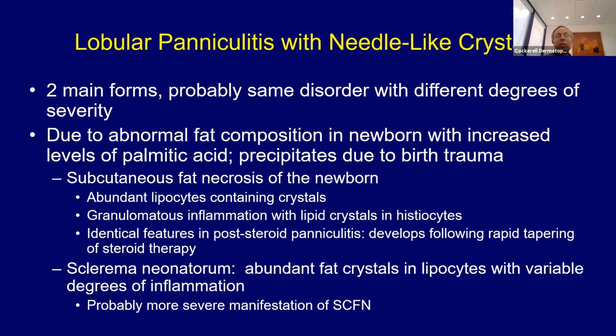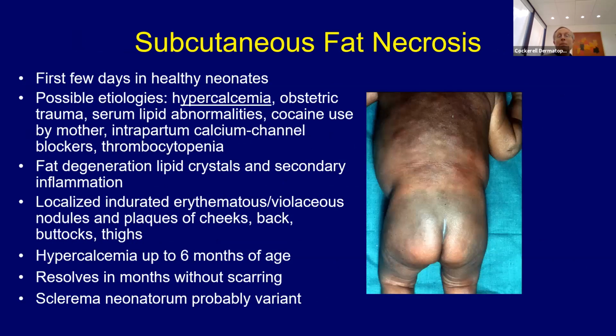And then sclerema neonatorum, kids are born with these crystals in their lipocytes. It's probably really the same thing, in my opinion. It's just that one has more of it than the other, and one is associated with a worse prognosis than the other. They both look similar. You'll get these thick, indurated lesions, often on the dorsal surface of the child, usually at the time of birth, and usually seen in the first couple of days.